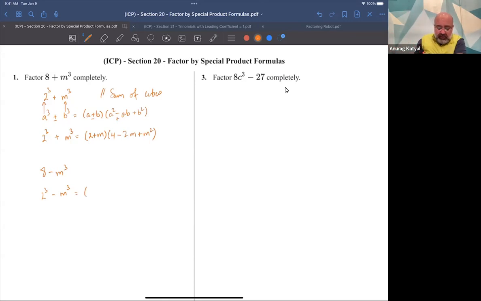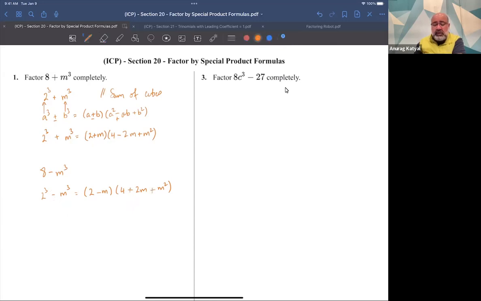So here, I know that my answer will have a 2, it will have an m, it will have a 4 here, it will have a 2m here, and it will have an m squared here. What is different is if a sign is a minus in the problem, you'll have the same sign here. So this will be a minus. When we had a plus, this was a plus. The sign on the middle term in the trinomial is always the opposite of the sign in the problem. So because we started with a positive, this sign was a negative. So because we are starting here with a negative, this sign will be a positive.